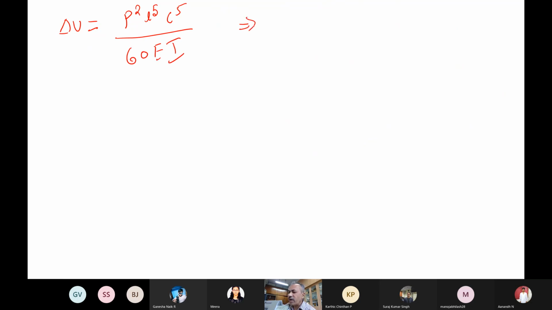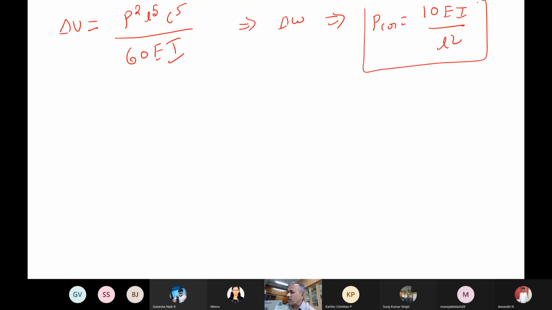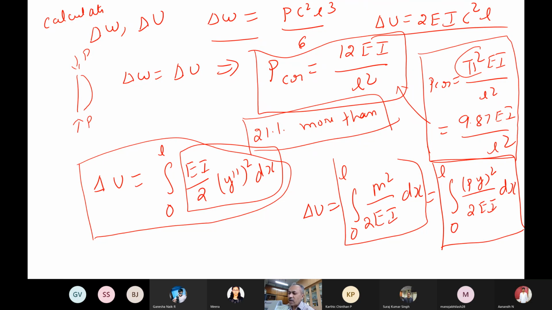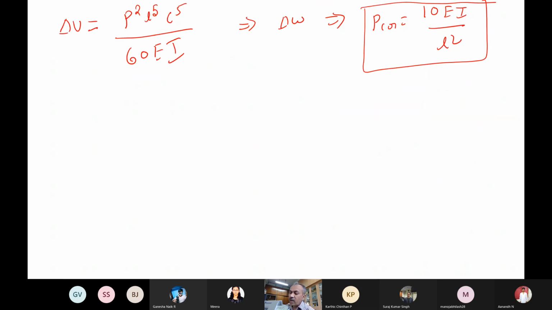Finally, when you equate these two, delta W and delta U, you will get the critical buckling load as 10 EI by L square. Now you comment on it. Tell me, what is the exact value? 9.87. When you used y double dash directly in the expressions, since you had made an error in the y double dash calculation, you got 12 EI by L square. Now when you use y itself, instead of y double dash, what has happened to the solution?